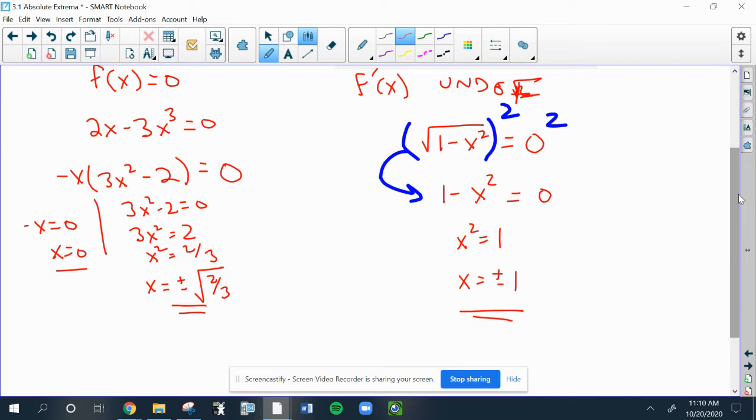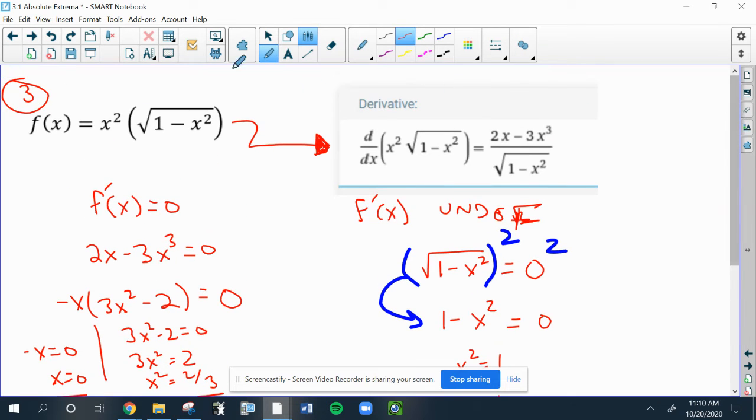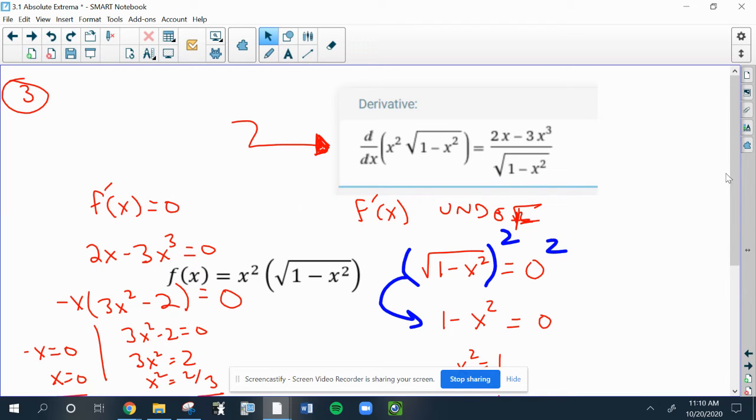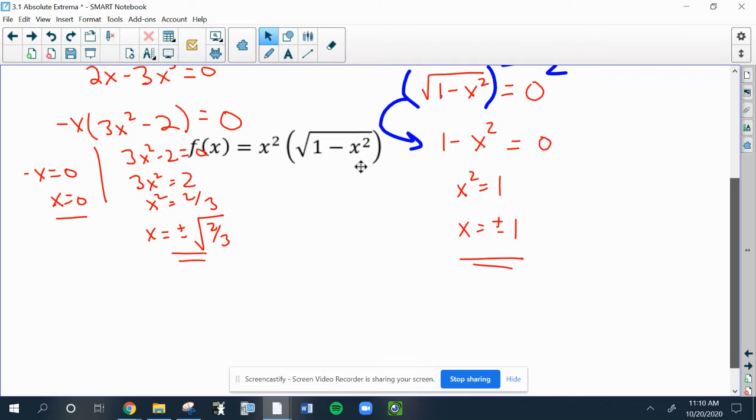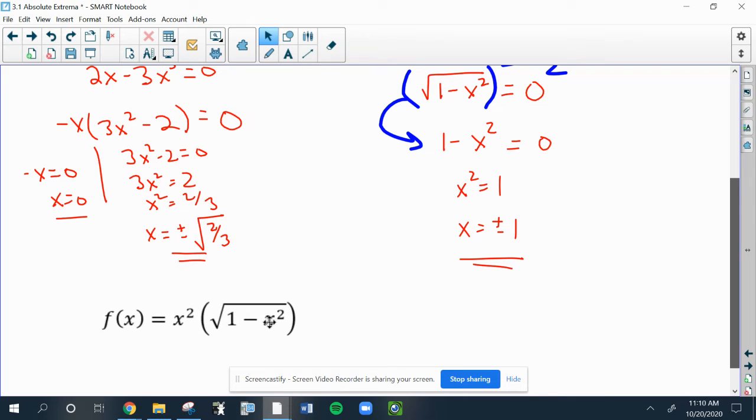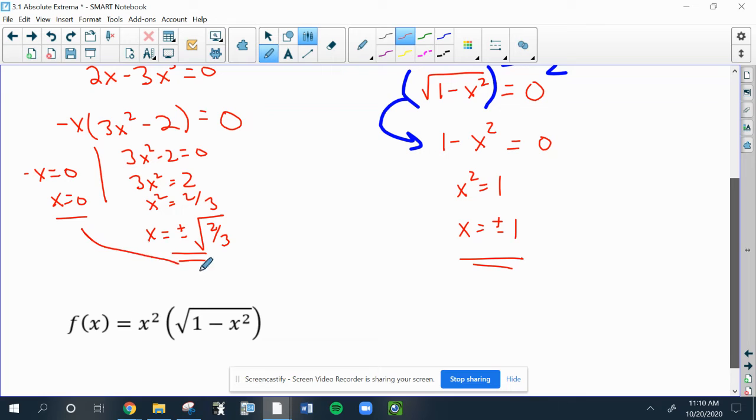We have to make sure that they're all defined in the original function. The original function has a square root involved, so it's not defined wherever it's the square root of a negative. So we have to carefully do this. If we plug in 0, we get 0 times the square root of 1, which is fine. So 0 is defined.